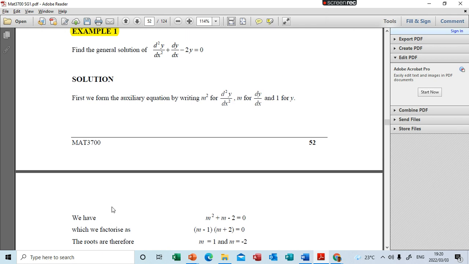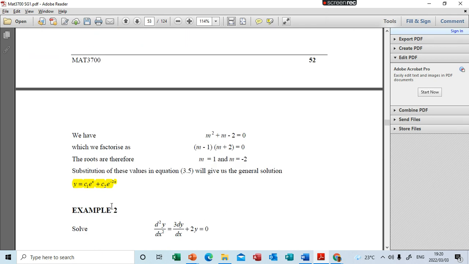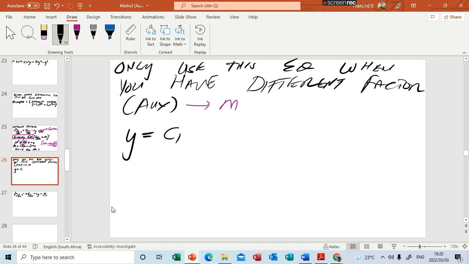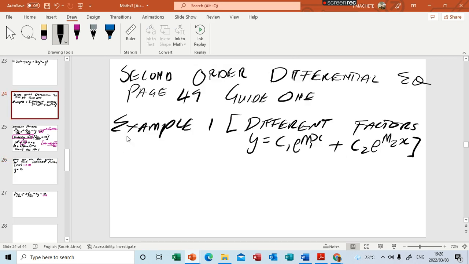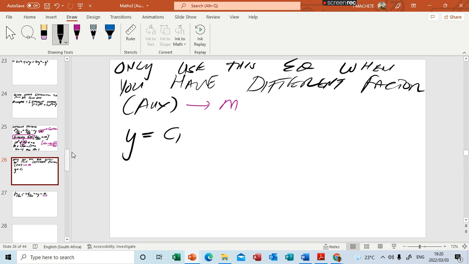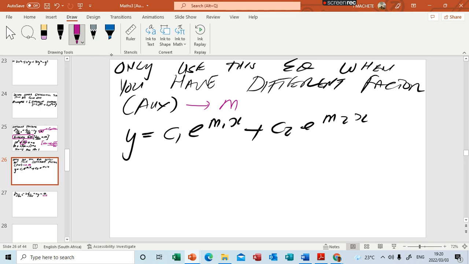Where is it? They didn't write it here. Okay, but this is the equation. I wrote it here in the book: c1 e^(m1 x) plus c2 e^(m2 x). So this will be the standard formula for your general solution, GS. This is for the standard equation if your factors are different. Only if your factors are different, this is when you use this equation.